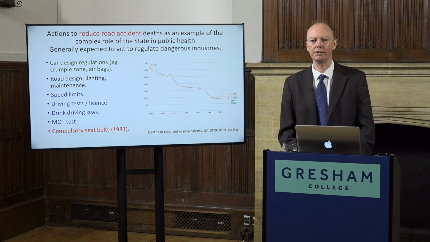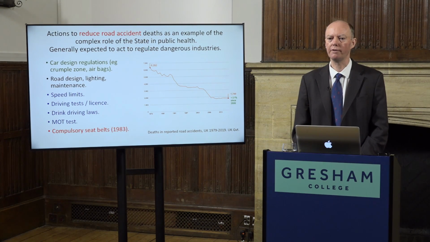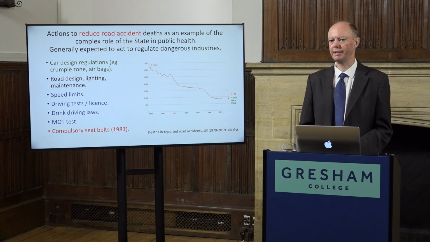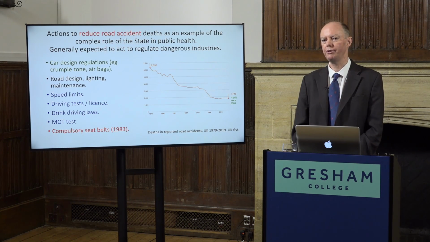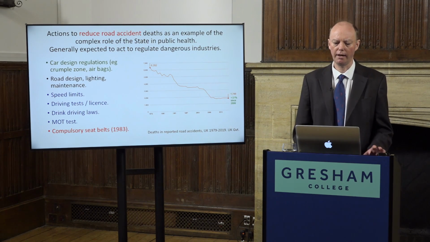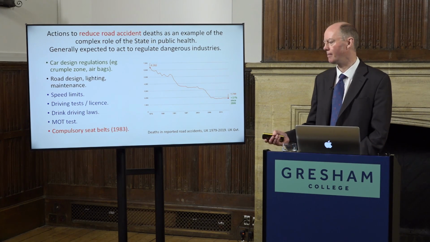And the MOT test to make sure that the car coming towards you, overtaking rather fast, actually has good enough brakes to be able to stop. So these kinds of things are areas which protect, although they're a nuisance for all of us individually, they help protect us from other people and therefore provide a safer environment.